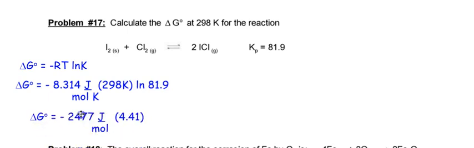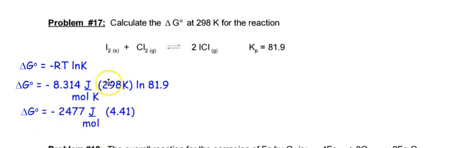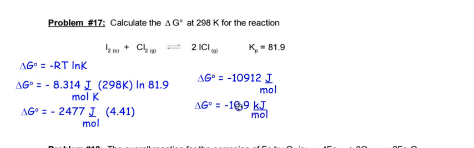So what I did next, I multiplied these two numbers together. I found the natural log of 81.9. And so what does that mean? I'm going to scroll up here. So when I did all that work, I get delta G is negative 10,912. So delta G is negative 10.9 kilojoules per mole.